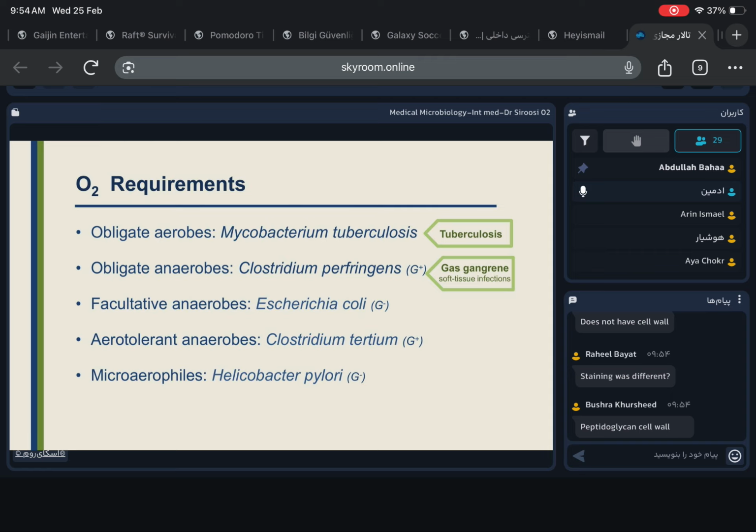So we have this bacterium, Mycobacterium tuberculosis. Okay, so this one is responsible for tuberculosis. Have you ever heard the name tuberculosis? Yes. Can you tell me more about tuberculosis? What is tuberculosis?